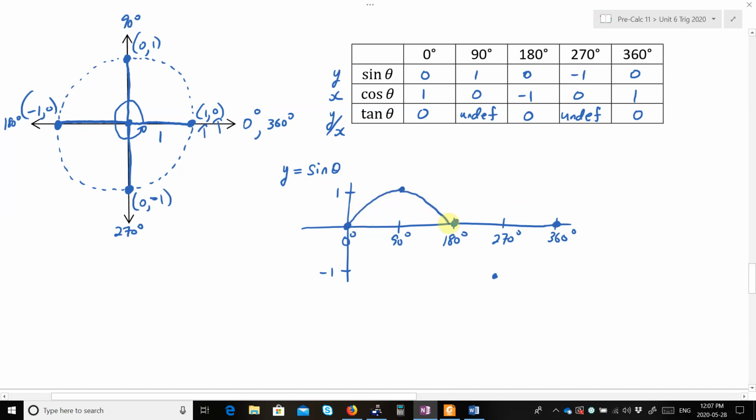Okay, and we could fill in the other points by doing a table of values, but the main points like this show that shape, and that's why it's called a sine wave. The graph keeps waving to the left and the right.